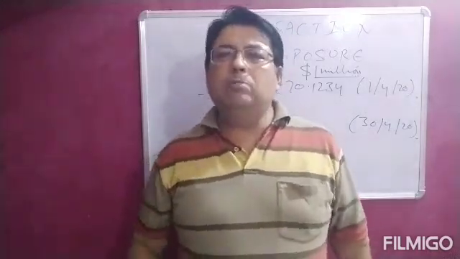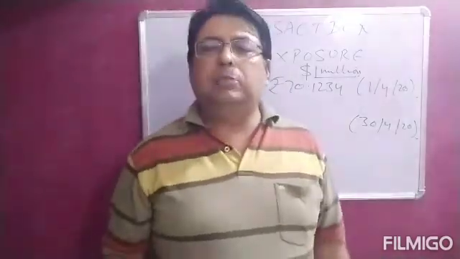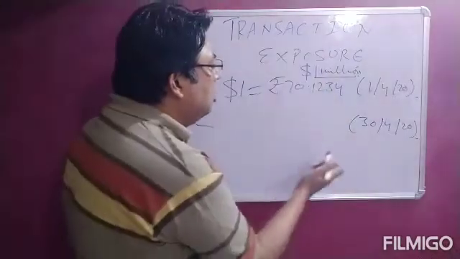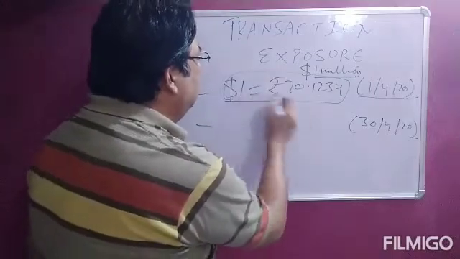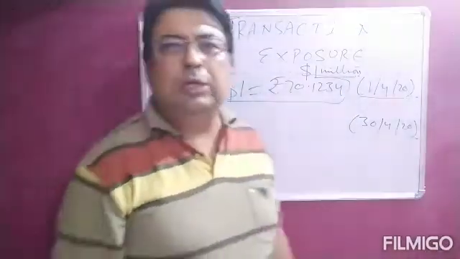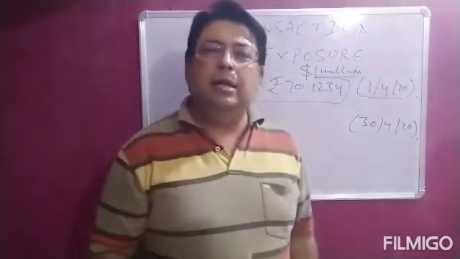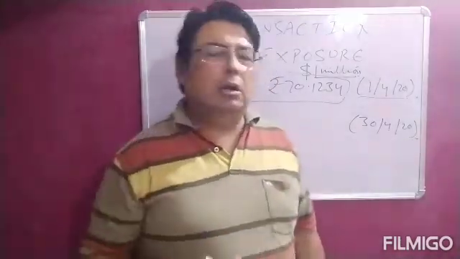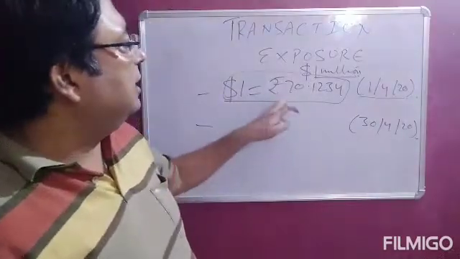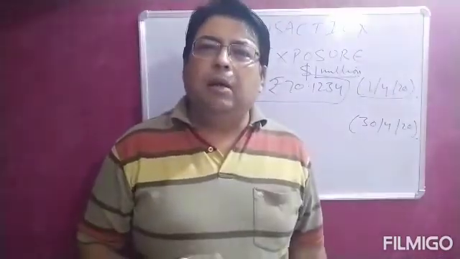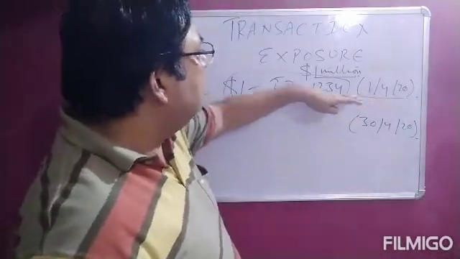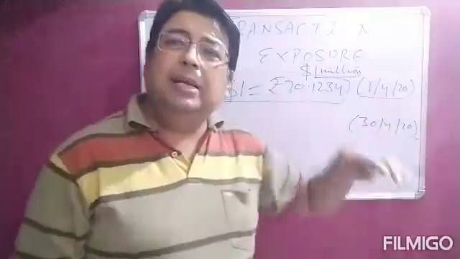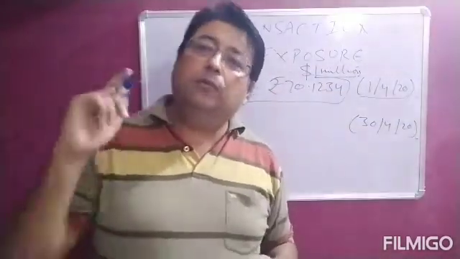But the issue comes when the exporter is going to convert $1 million into Indian currency. If the exporter would have received this $1 million on 1st of April, the spot exchange rate was $1 is equal to 70.1234 rupees. So if the exporter would have converted $1 million US dollar on 1st of April, he must have received roughly 70 million rupees. So for the exporter, the deal size is $1 million US dollar or 70 million Indian rupees as on 1st of April.